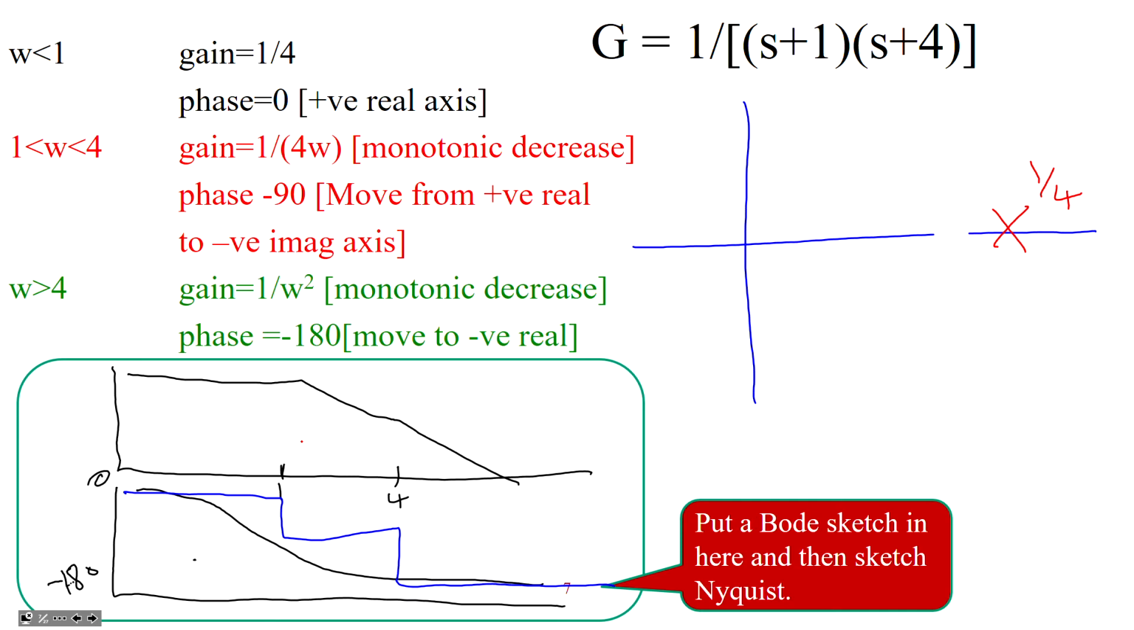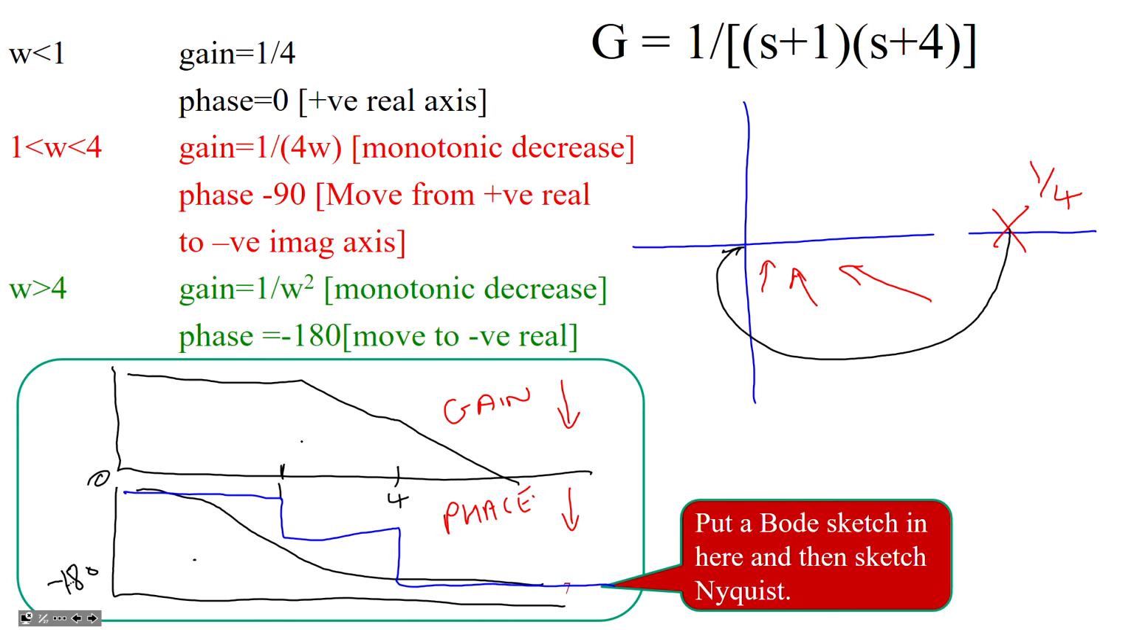And then what happens? Well, you can see the gain is reducing. And what's happening to the phase? The phase is reducing. So in other words, because the gain's reducing, I'm always getting closer and closer to the origin. So I'm moving towards the origin. What about the phase? The phase is going 0 to minus 180. So I'm moving in a clockwise direction. So what you'll see is I must be doing something like this.